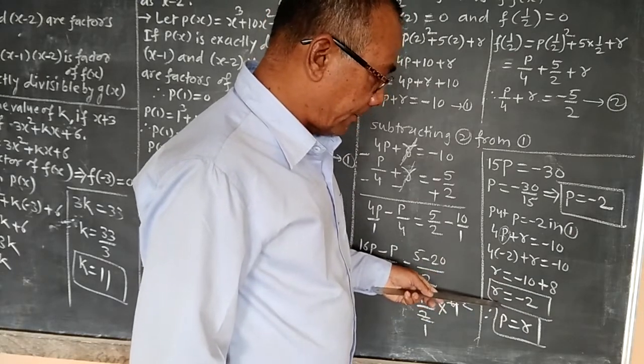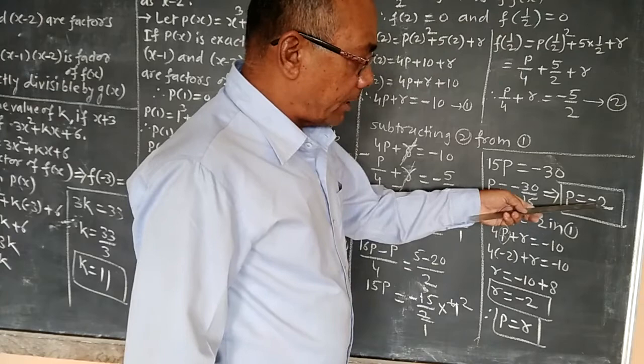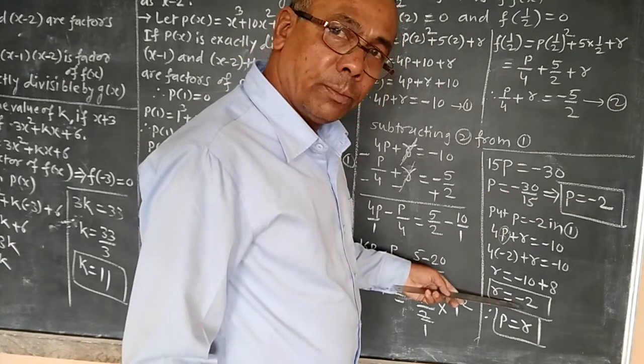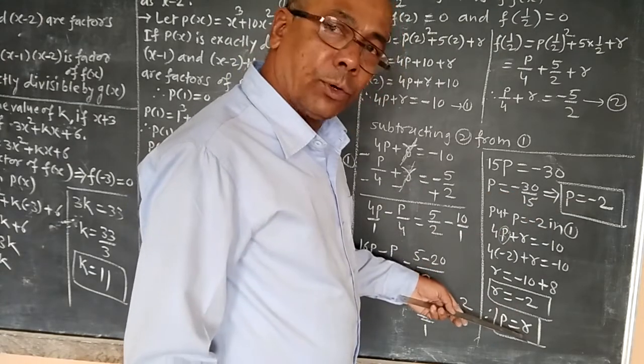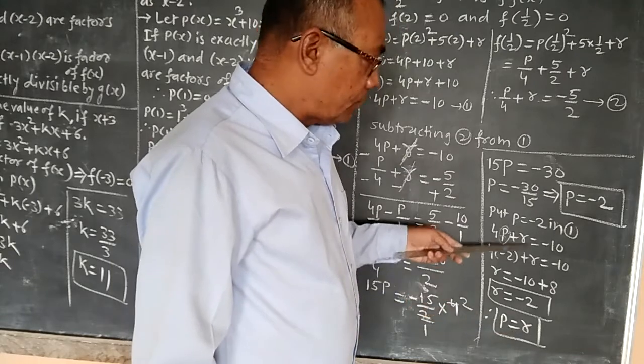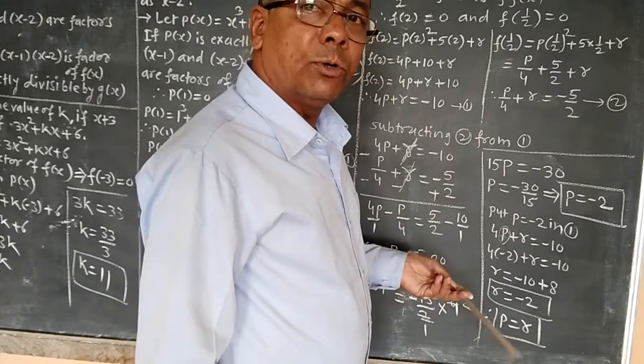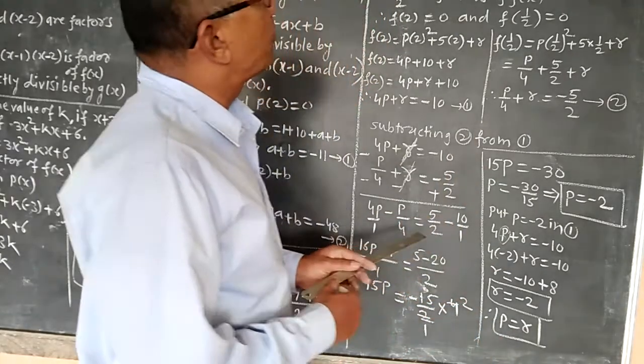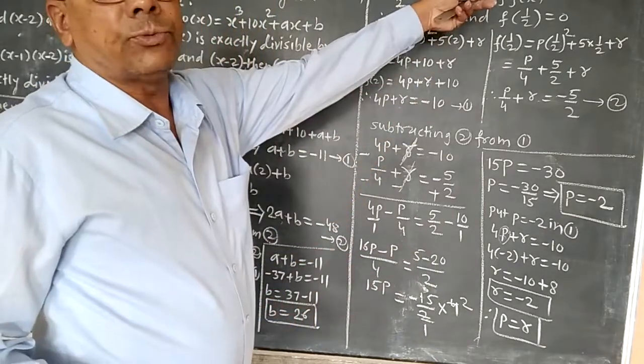And in this way, the value of p is minus 2, r is also minus 2, means p is equal to r, and that is equal to minus 2. In this way, we have proved that p is equal to r.